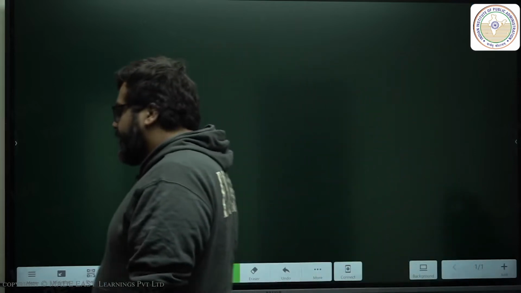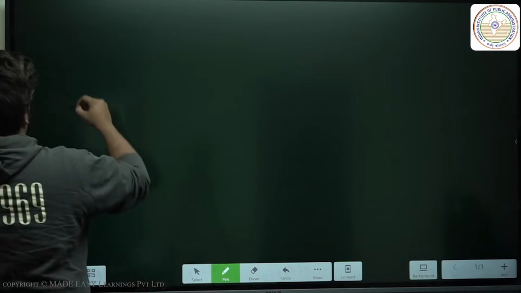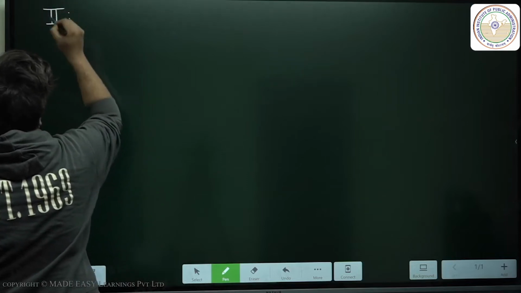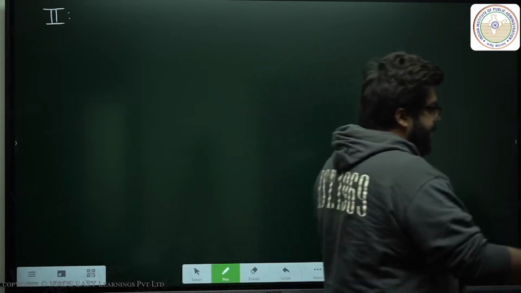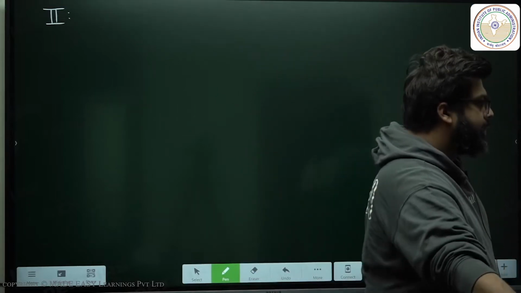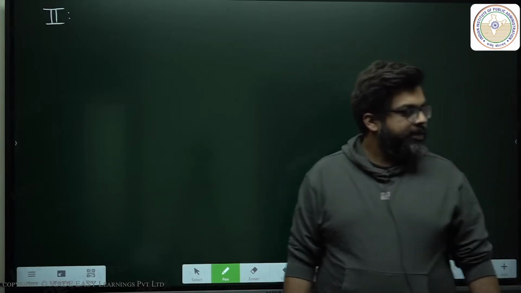We're going to continue from where we had left off yesterday. We're going to look at the second part of the story. And the second part of the story is basically the relationship between fundamental rights and directive principles.